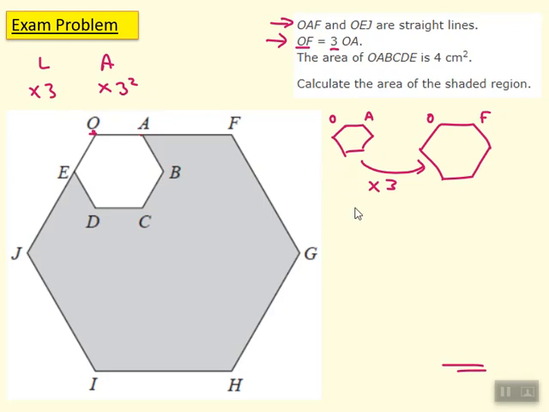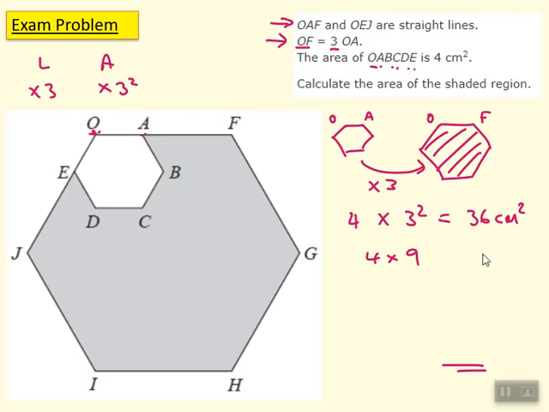So the area of the smaller one, that's what it means by OABCDE, has an area of 4. So that means the area of the large one is multiplied by 3 squared. So 4 times 3 squared. 3 squared is 9, so that's 36 centimeters squared. That's the area of the larger hexagon.